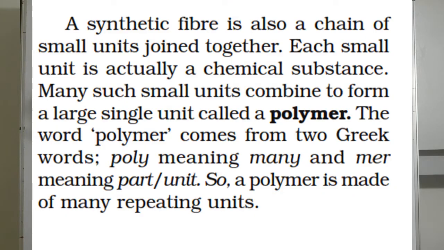A synthetic fiber is also a chain of small units joined together. Each small unit is actually a chemical substance. Many such small units combine to form a large single unit called a polymer. The word polymer comes from two Greek words, poly meaning many and mer meaning parts or a unit. So a polymer is made up of many repeating units.